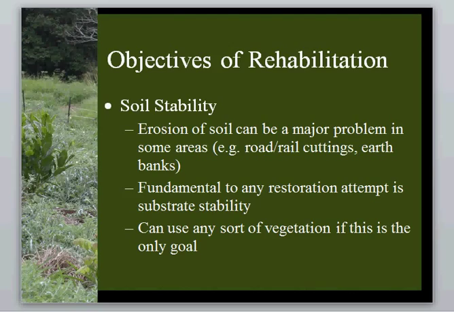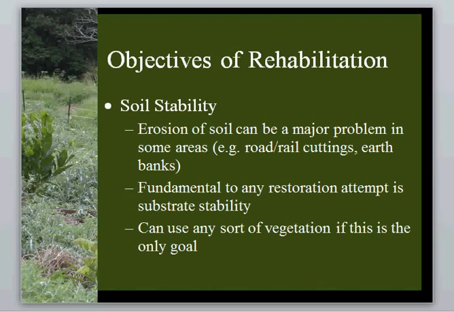Soil stability is really also very fundamental to any sort of rehabilitation effort, because if your soil is eroded, then your primary producers, your plants, are going to be disadvantaged. Their substrate and their nutrients will be lost. So soil stability is really one of the main objectives, or one of the main ecosystem functions, which need to be restored for any rehabilitation exercise.